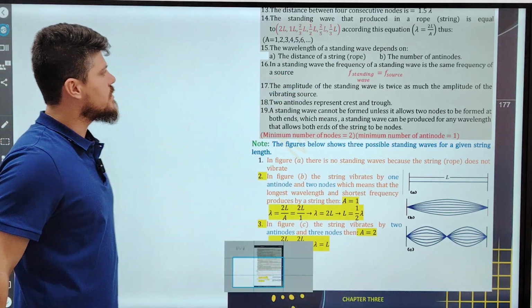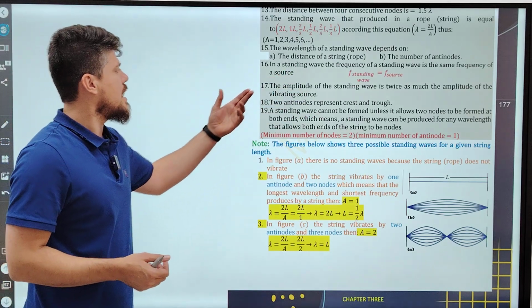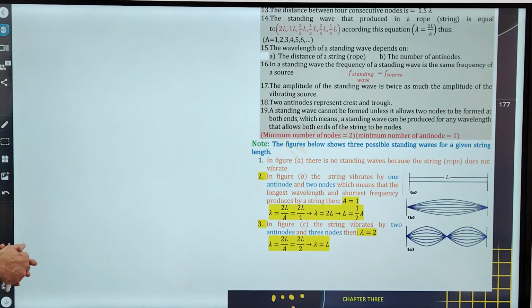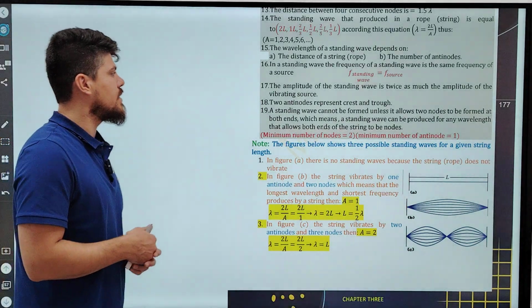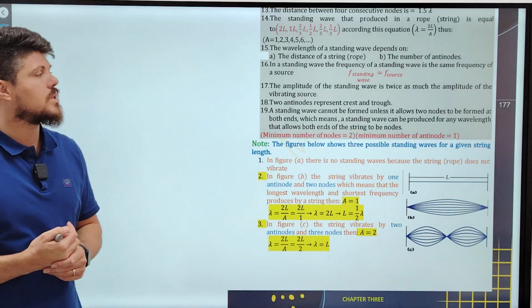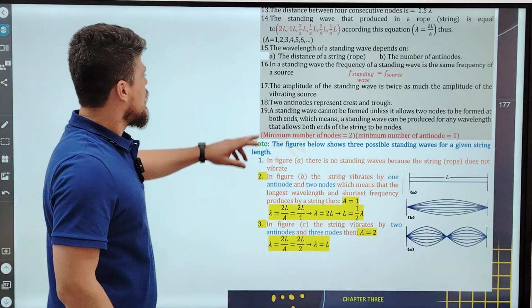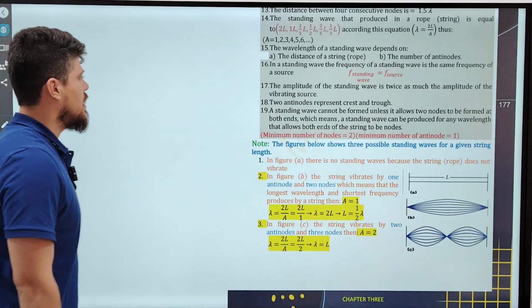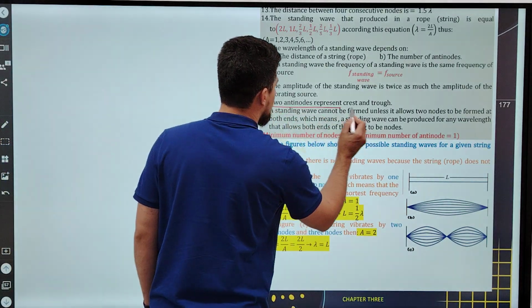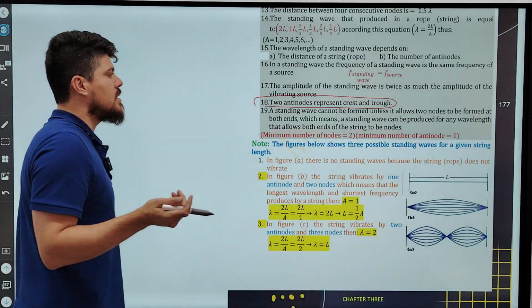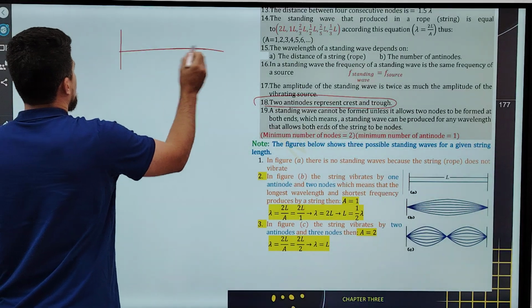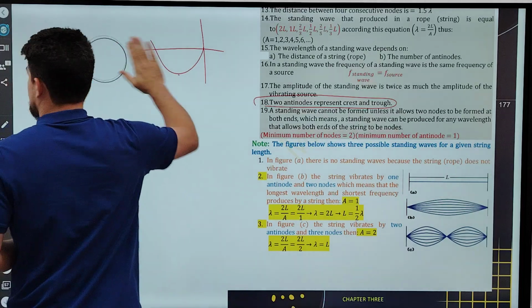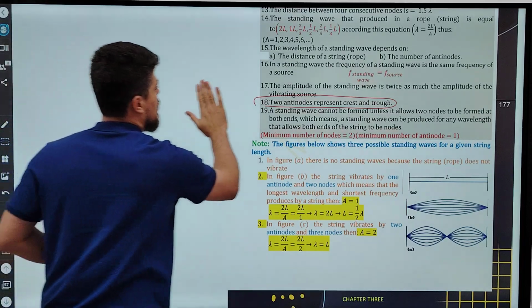In the standing wave, the frequency of the standing wave is the same as the frequency of the source, and the amplitude of the standing wave is twice the amplitude of the vibrating source, because they produce constructive interference. That is why the amplitude is going to be twice. 2 antinodes represent crest and trough. For example, this is crest and this is trough, and the 2 antinodes represent the crest and the trough.